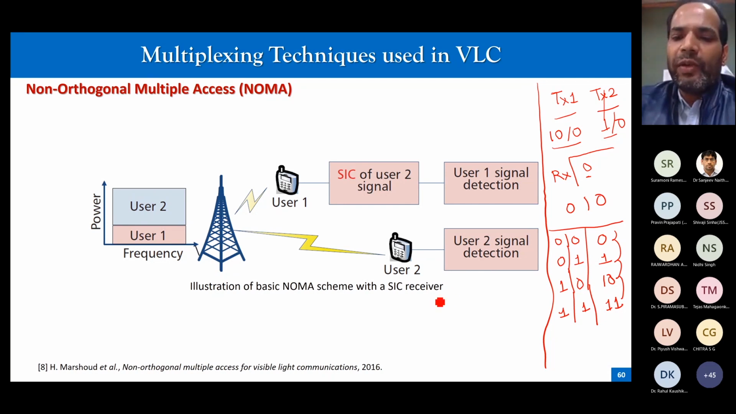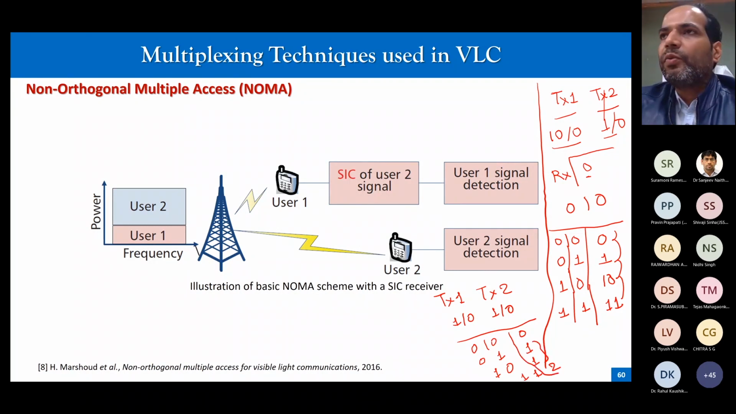Contrast this with the case when transmitter 1 and transmitter 2 transmit the same amplitude, 1 or 0. Now let us make a truth table for that. It transmits 0, it transmits 0, the receiver receives 0. It transmits 0, it transmits 1, it receives 1. This 1, this 0, it receives 1. This 1, this 1, it receives 2. Now the receiver receives 1, and when it receives 1, it has no way to decide whether transmitter 1 has transmitted or transmitter 2 has transmitted.